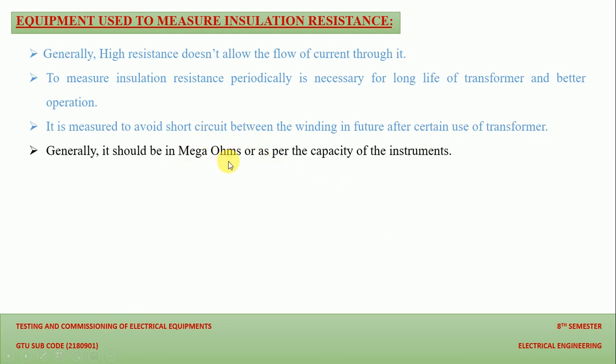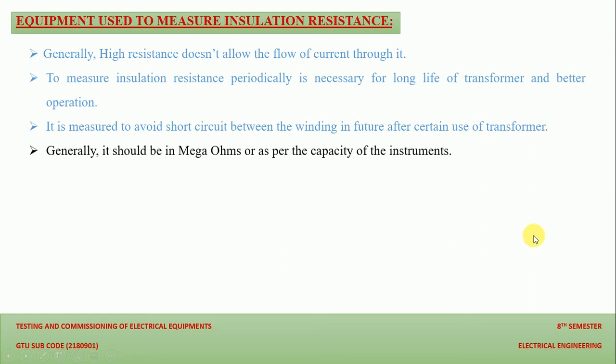As I explained, here we are talking about a large transformer, so the advisable insulation resistance of this transformer winding should be in mega ohm or as per the capacity of the instrument. If the capacity of the instrument is large, then we must keep the winding resistance in mega ohm, and according to the voltage level and current level, we can set a particular insulation range, so that we can avoid an accident during the operation of the transformer.